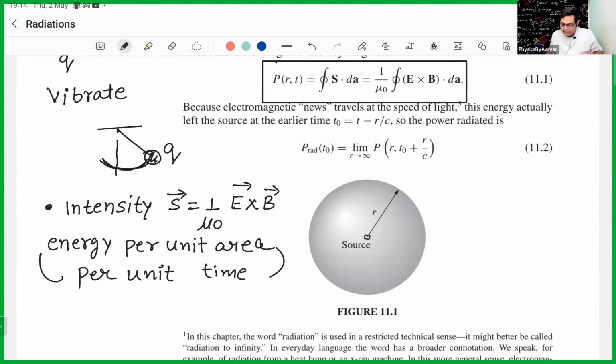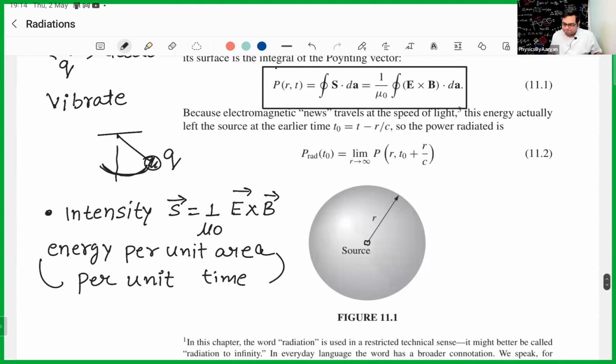Does the Poynting vector represent the intensity? Yes, the intensity of radiation. The Poynting vector represents the intensity of radiation. And this is the idea I'm giving.